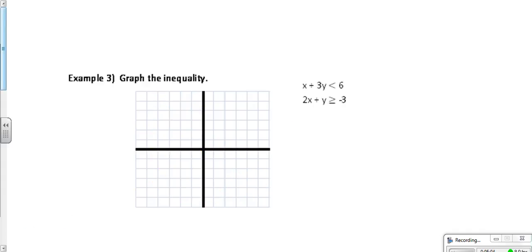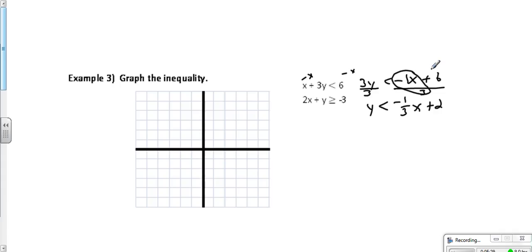Here we have to solve for our y again. So now I'm going to subtract x. So I get 3y is less than negative x plus 6. Divide by 3, and I get y. And I'm dividing by a positive, so my inequality does not change. This becomes negative 1/3 x plus 2. So this gave me negative 1/3 x, and this gave me a 2.